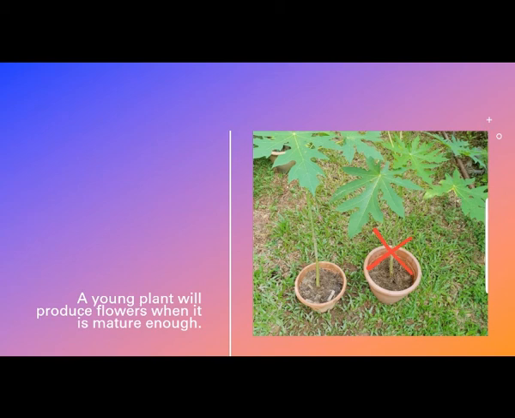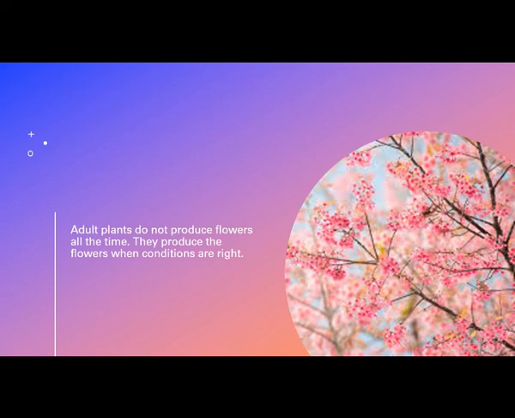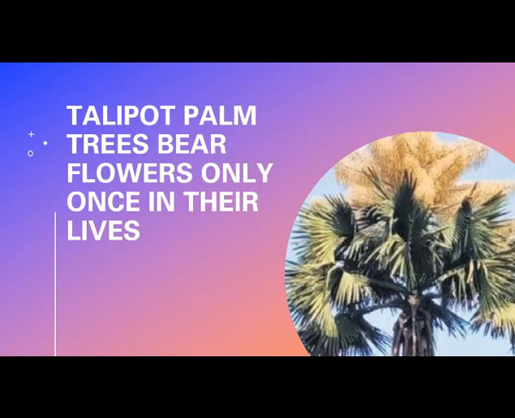The young plant will produce flowers when it's mature enough. So you cannot see any flowers in a young plant. We need to wait for some time until it is mature enough to produce the flowers. The second condition, adult plants do not produce flowers all the time. They produce the flowers when conditions are right. The third condition happens in talipot palm trees. These trees only bear flowers once in their lives, so we will be very lucky to see their flowers.